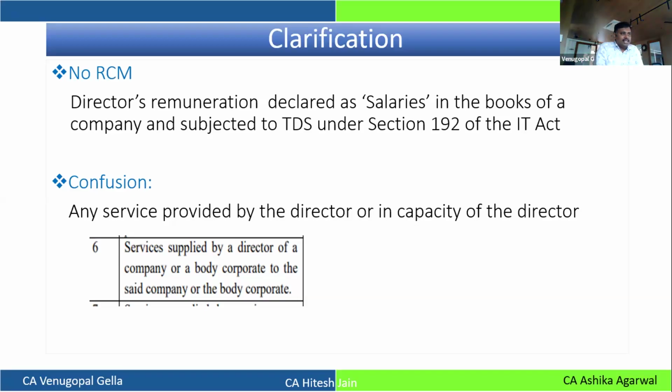Ashika, on the personal guarantee, the clarification they gave is notional value should not be added. If there is any actual payment made, the RCM would be applicable. Unlike Rule 28(2), the notional value shouldn't be added.